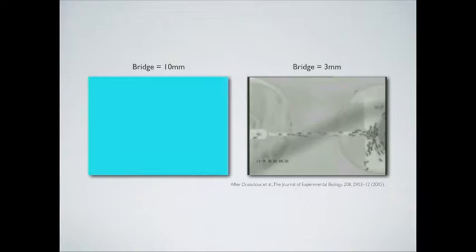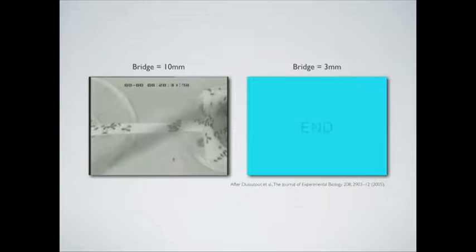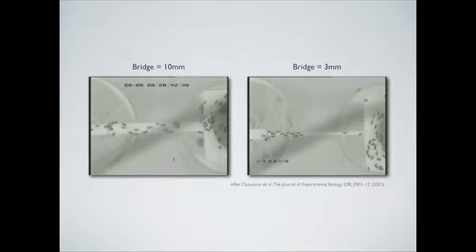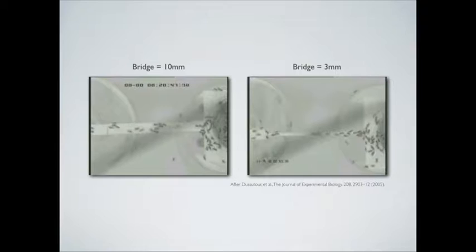Basically, the experiment is simple. You have the nest of the ants here, and you have a food source. The ants are given access to the food source through a little bridge like this. There's a condition where the bridge is about 10 millimeters wide, and then a condition where the bridge is 3 millimeters wide. So it's like on the freeway, you remove two lanes out of three.